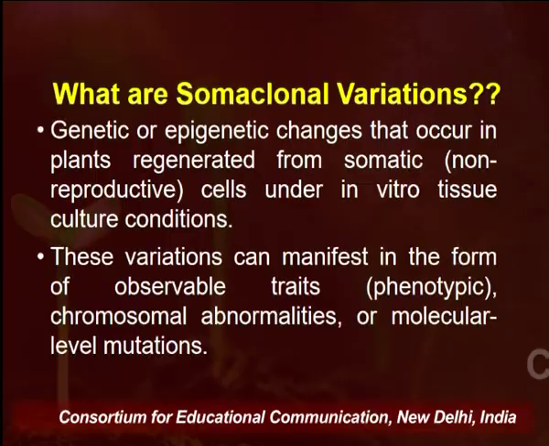So coming to what somaclonal variations are. As the name variation indicates, there might be certain variation in the regenerated plants, and these variations can be both genotypic or phenotypic. So we can say that somaclonal variations are genetic or epigenetic changes that occur in plants regenerated from somatic cells under in vitro tissue culture conditions. When we say genetic and epigenetic changes, genetic is obvious because it deals with a change in the number of chromosomes, while epigenetic deals with the expression of those genes.